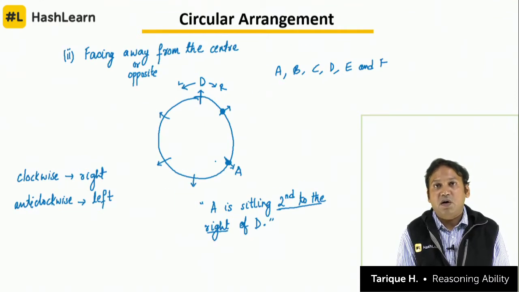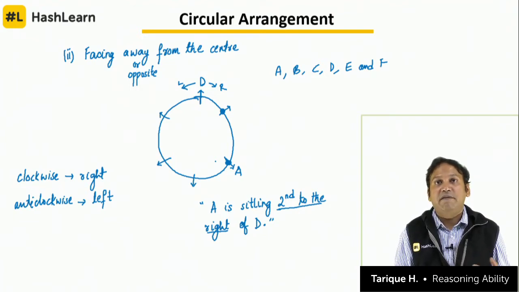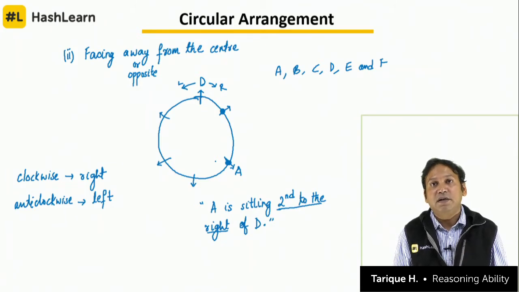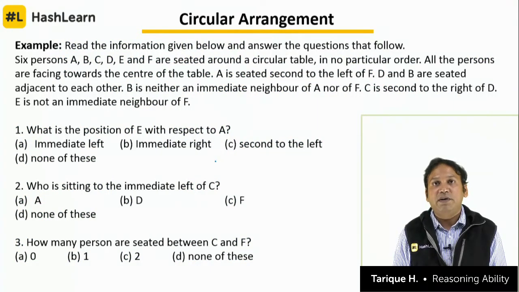The difference between the previous slide and this slide is the way they are facing. In the previous slide they were facing towards the center, and in this we are seeing the case of facing away from the center. These things we have to keep in mind while solving questions on circular seating arrangement. Now let's take one example question, solve it to understand the application of these things.